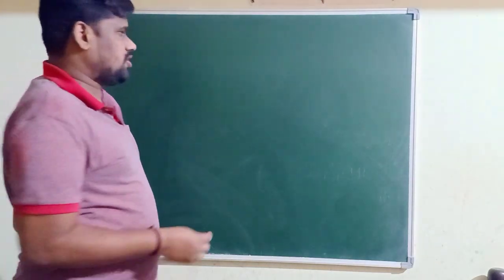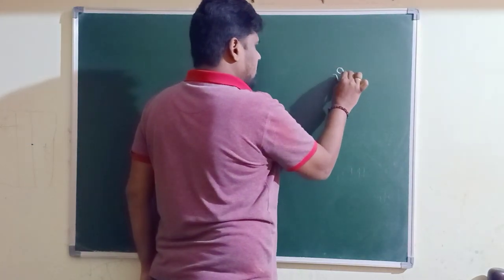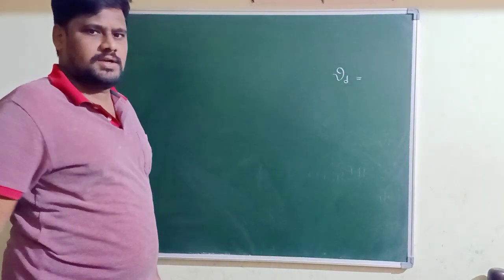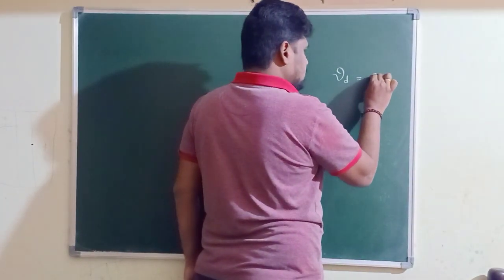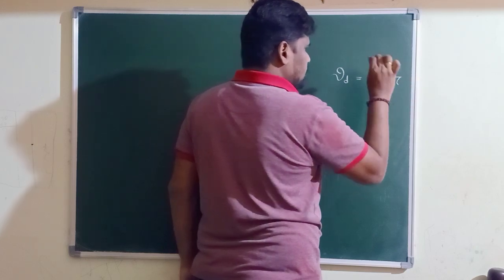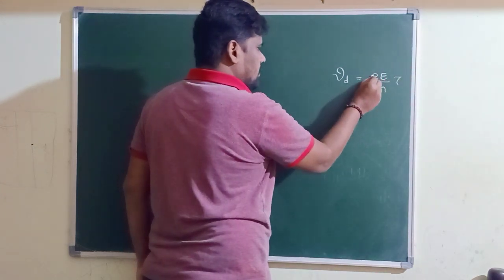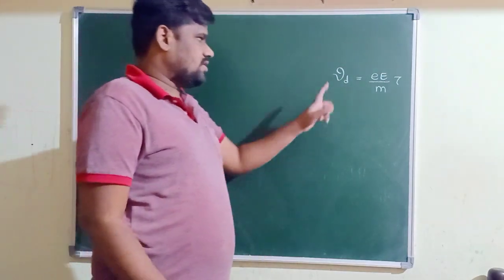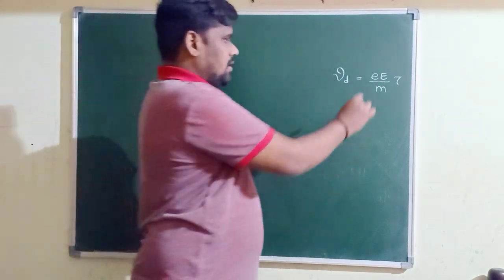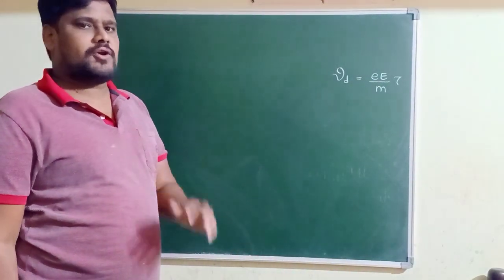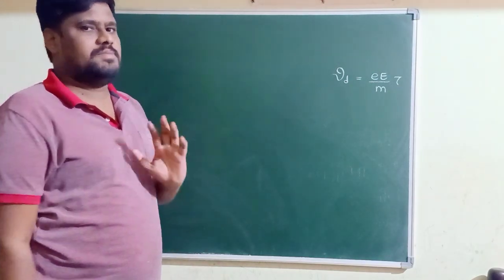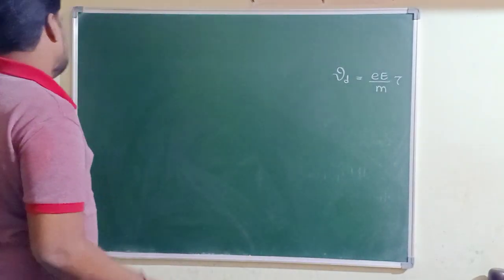So in the previous session we discussed drift velocity, that drift velocity of free electrons in a conductor is given by the formula small e into capital E divided by m into tau. This was the expression for what? Drift velocity, where e is the charge of electron, capital E is the electric field across a conductor, m is the mass of free electrons, and tau stands for what? Relaxation time here. So let us start the derivation.